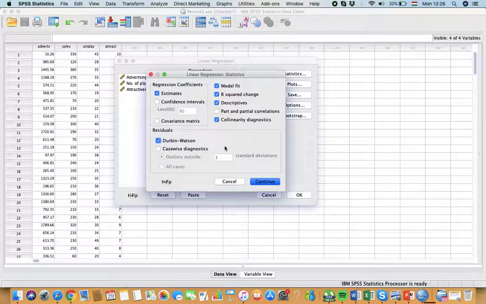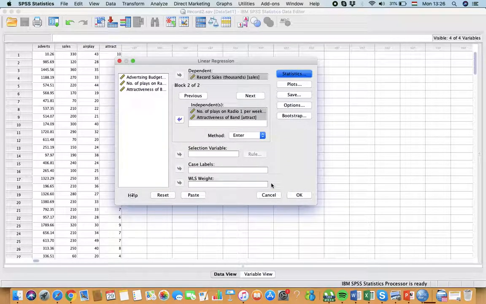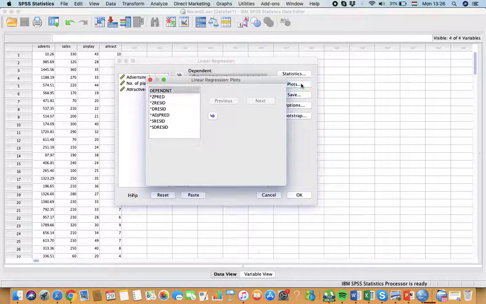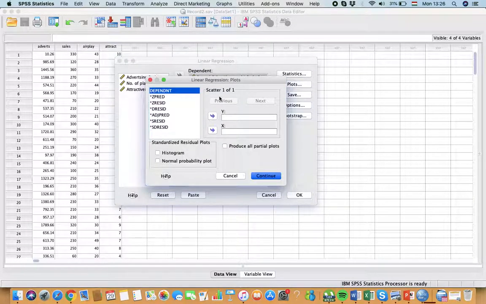And this is what we wanted. So you click on continue. And you also go to the plots. These are important because this helps us to check the assumption of homoscedasticity.